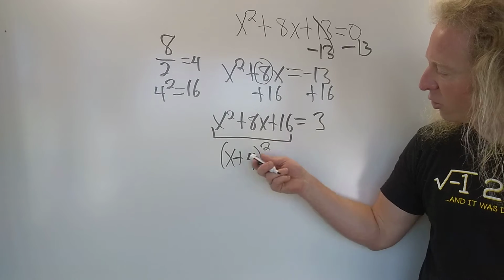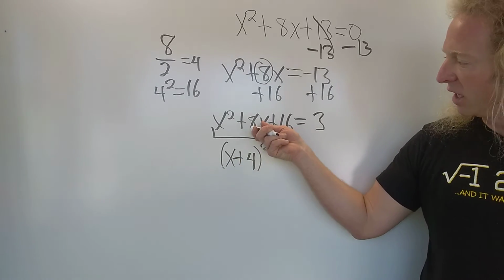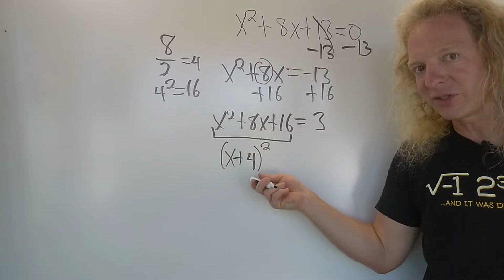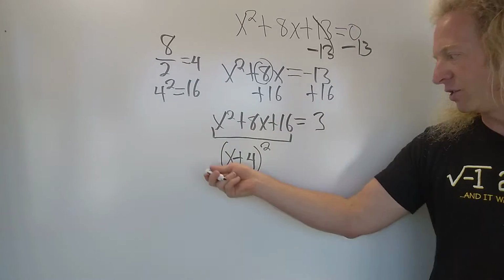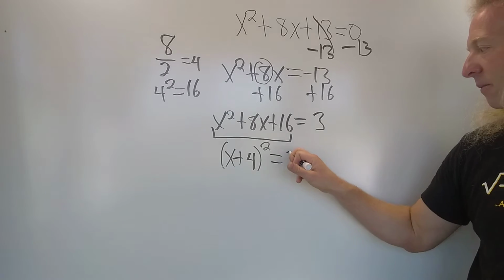okay? So again, you write the parentheses, the x, take this, divide it by 2. If you multiply all of this out, you do get this, right? So people always ask, oh, what happens to the 8x? Well, it just factors, and this is equal to 3.